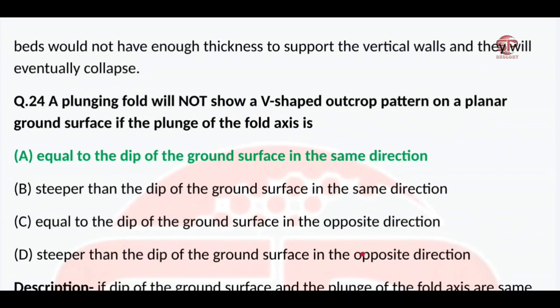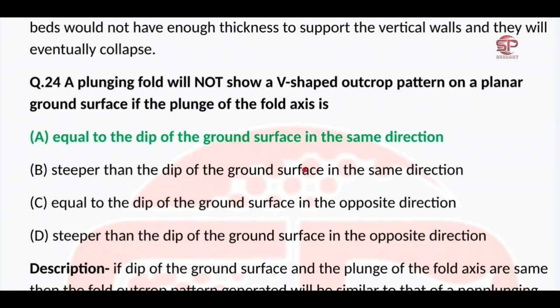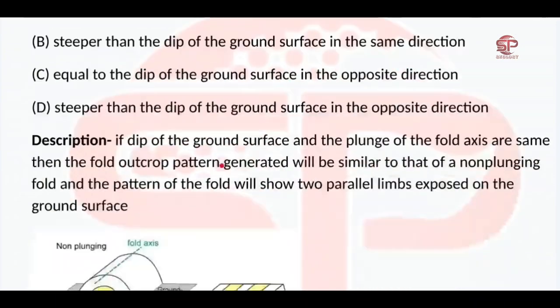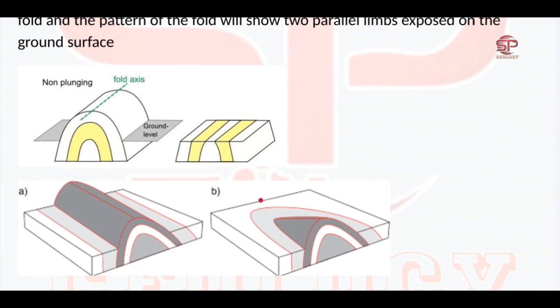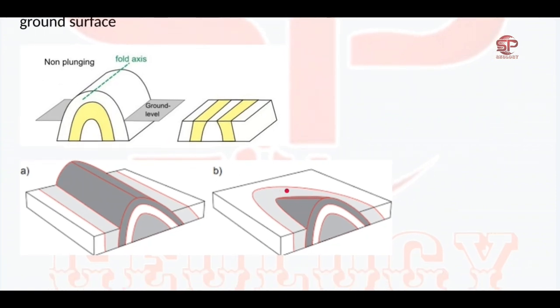We'll come to the next question: a plunging fold will not show a V-shaped outcrop pattern on a planar ground surface if the plunge of the fold axis. So what is a plunge? It is when the fold axis or hinge line becomes inclined to the surface. So as you can see here, this is the hinge line, it is parallel to this bed or horizontal bed. It is non-plunging. If it is like this, now it is inclined from the horizon.